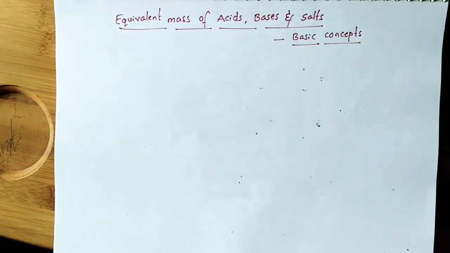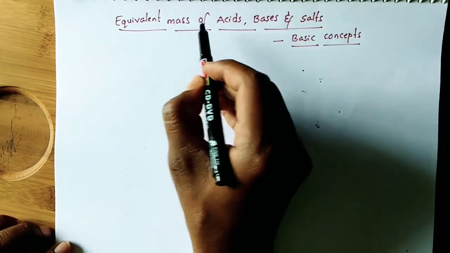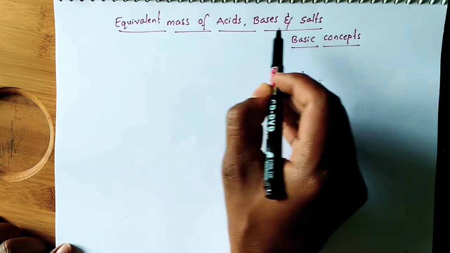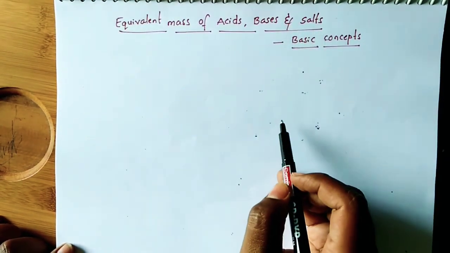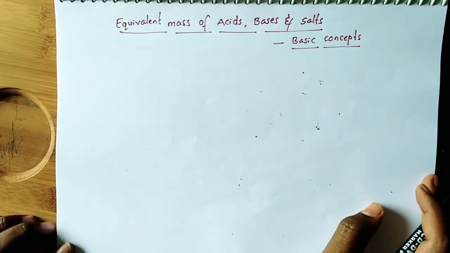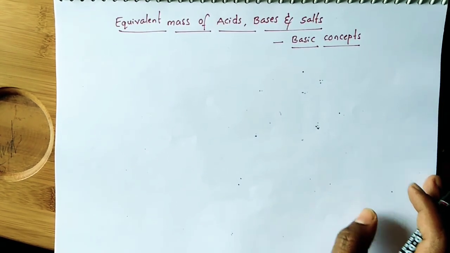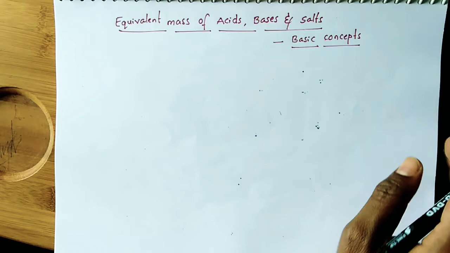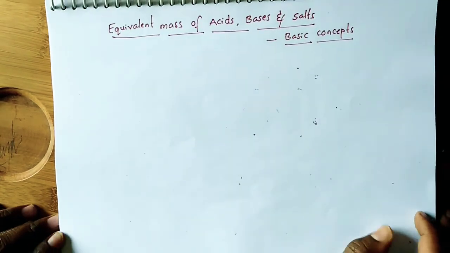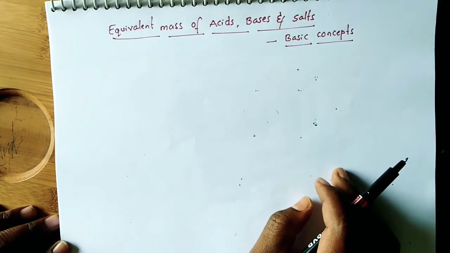Hello everyone. In this video, let us learn how to find the equivalent mass of acids, bases and salts. This is a topic from basic concepts, and it is very important for the calculations in stoichiometry and some normality calculations. Very important topic.